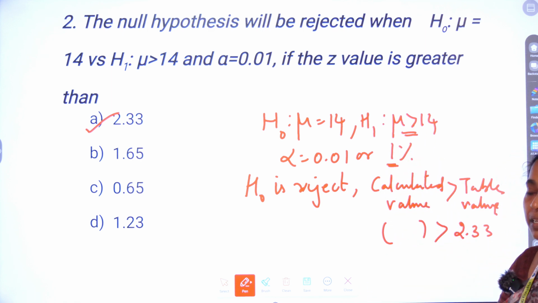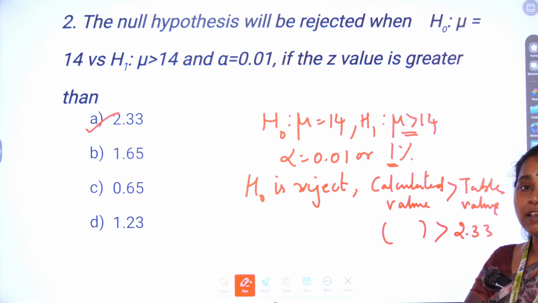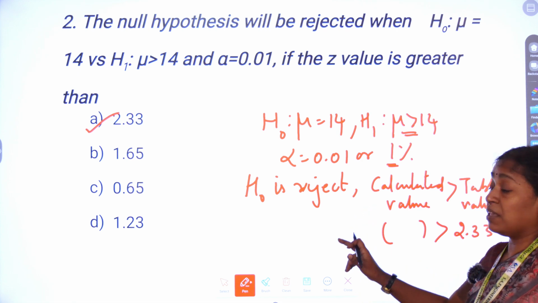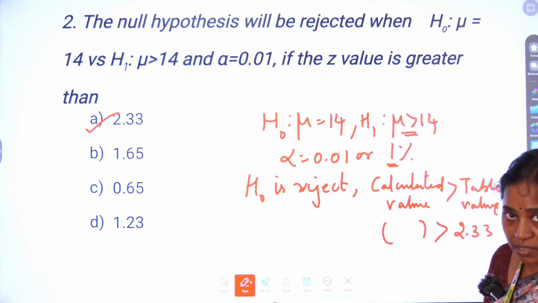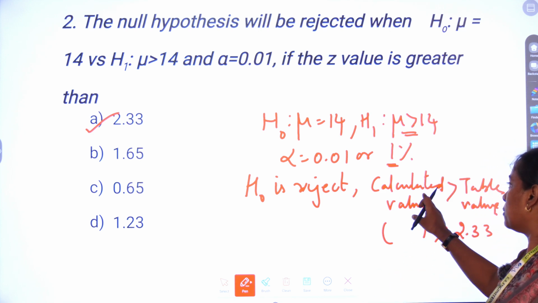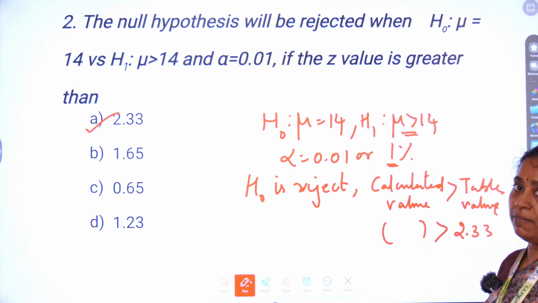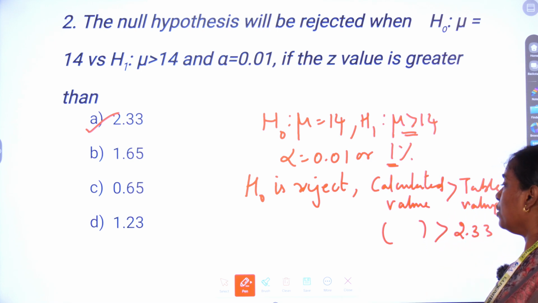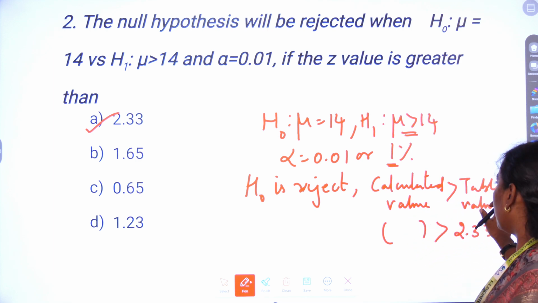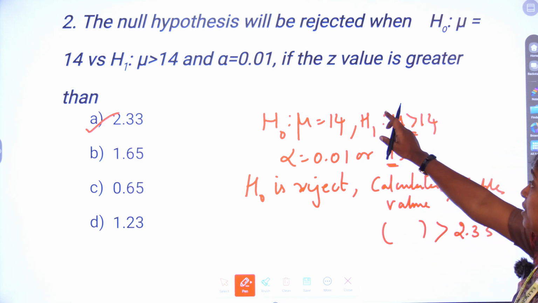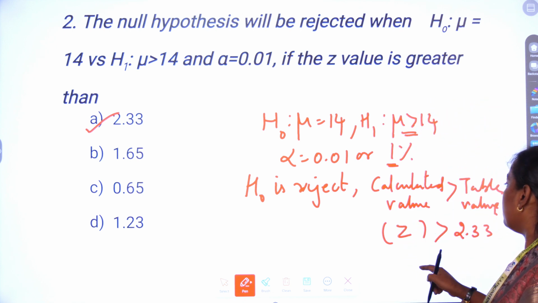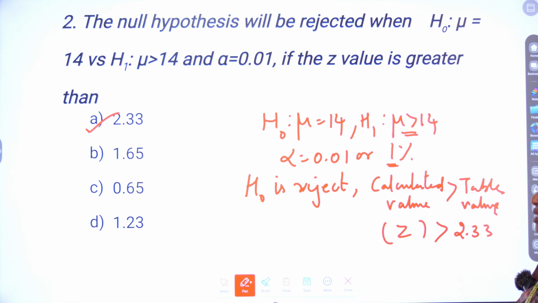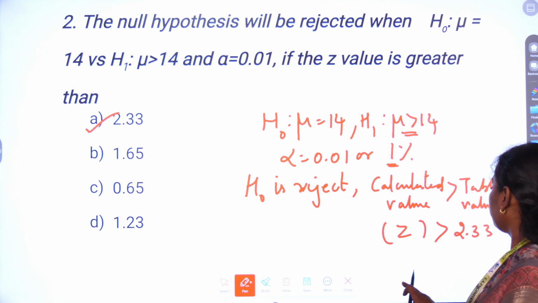Null hypothesis is given, alternative hypothesis is given, level of significance is given to you, and they have even said your null hypothesis is rejected. So when null hypothesis is rejected, obviously calculated value will be greater than the table value. So this Z value should be greater than 2.33. Only then you can reject your null hypothesis.